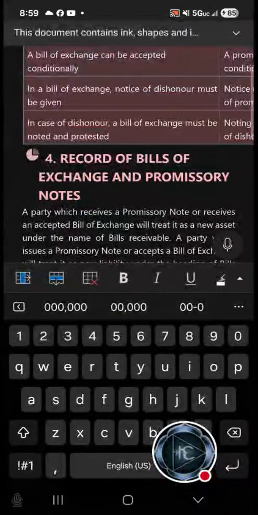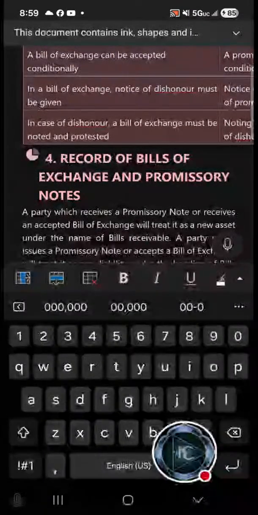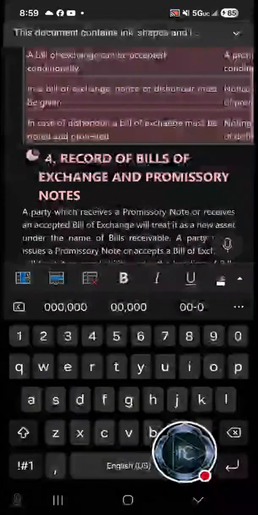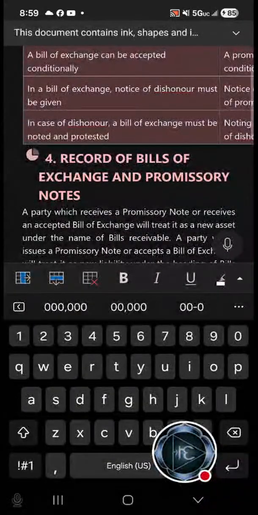A bill of exchange can be accepted conditionally. In a bill of exchange, notice of dishonor must be given. In case of dishonor, a bill of exchange must be noted and protested.